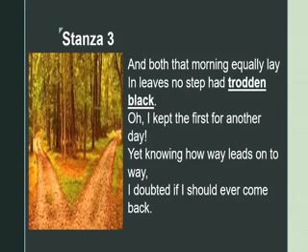Now he thinks that if he is going to opt for the second road, he can sometime in future look back into the past and come to the woods and travel by the first road that he is not going to opt for right now. Yet knowing how way leads on to way. Now, while considering this option, before taking a decision, the poet thinks that whatever he is going to decide now is going to be permanent.